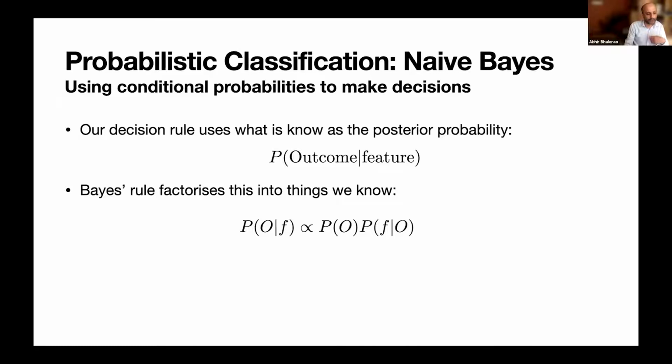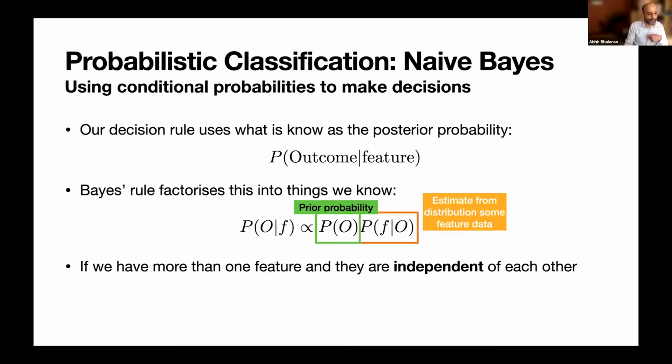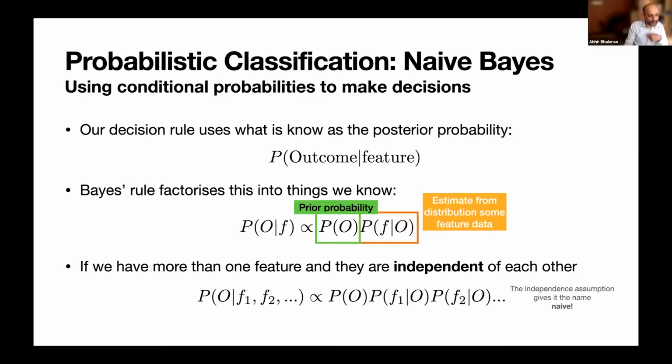So it allows us to represent the probability of the outcome given the feature value as a product of the prior probability, which is the probability irrespective of the feature value, and the likelihood, which we can get from a histogram, for example, or estimate. And it makes this strange assumption, which is to do with the independence of the features.